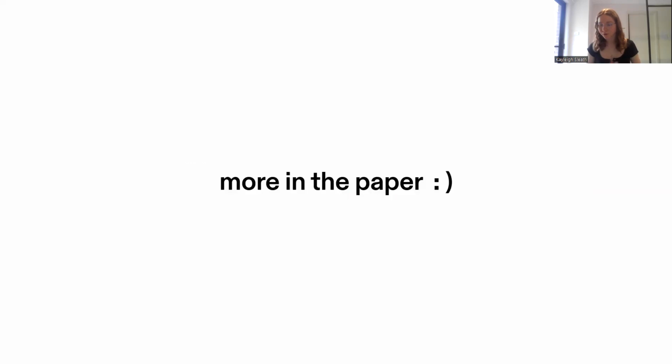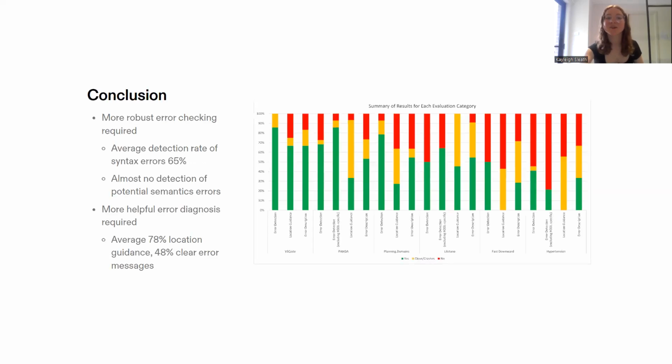So I won't take you through all of the results for all of the tools that we tested. There are more in the paper. I'm not going to give spoilers for everything. But what we concluded overall was that more robust error checking is required for all of these tools. On average, there was a detection rate of only 65% of syntax errors. So that means there could be a lot of flawed domains being fed into these tools without anybody noticing. And we found that there was almost no detection of potential semantics errors, except for that one potential error that was picked up by the VS Code plugin. So there's a huge room for improvement there.